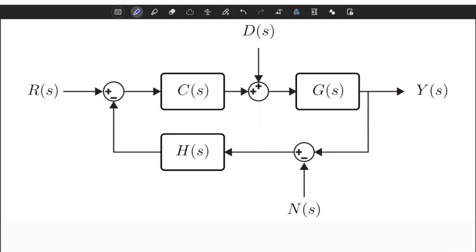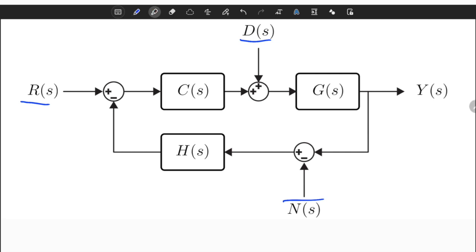There are some unwanted inputs that we don't know exactly, although sometimes we may know them. These are input signals that we want to reject or eliminate in the closed-loop system. We don't want to reject R of S, we want to track R of S, but we want to reject D and N in a closed-loop system. This is one of the most important concepts in control system design: some inputs are desired, and some are not desired, and we want to reject them in the closed-loop system.